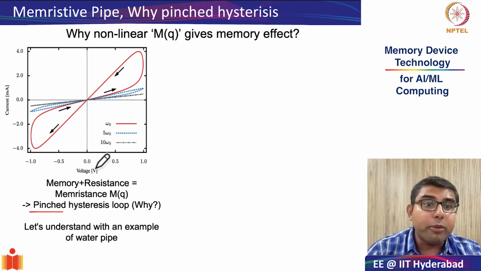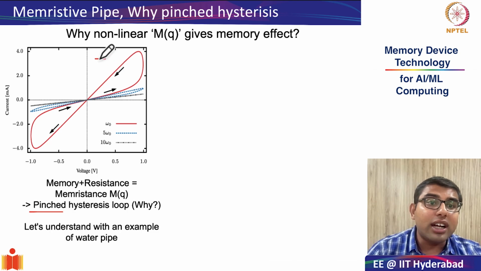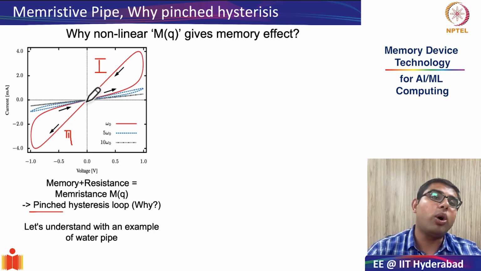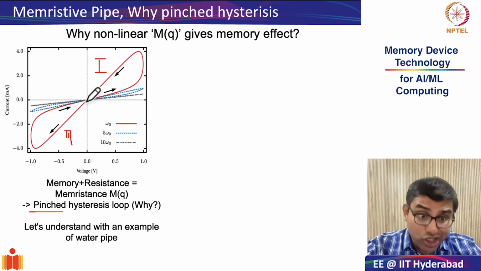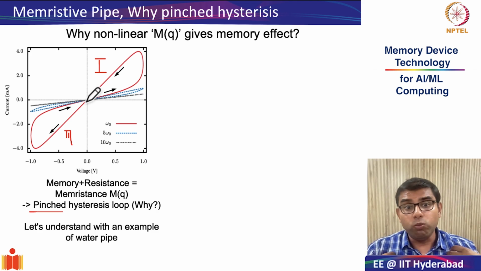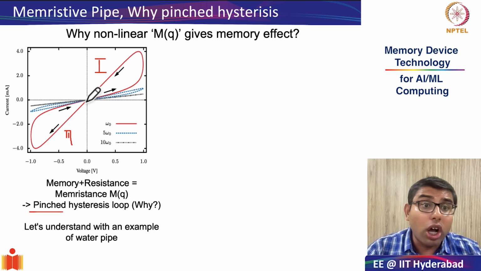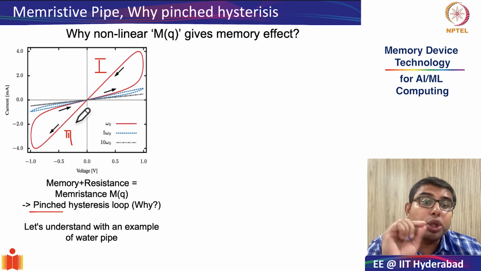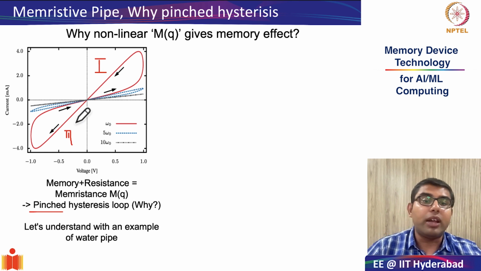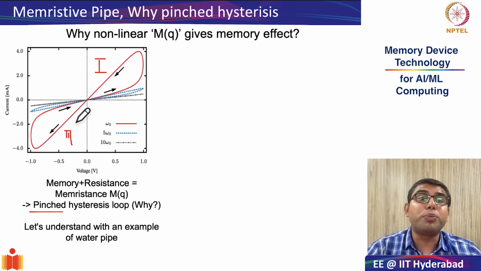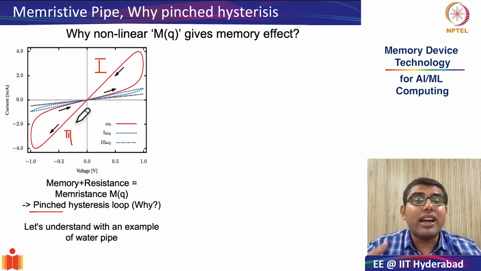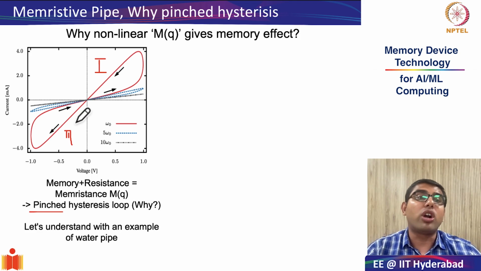Remember, passive elements can have IV curves only in the first and the third quadrant. And at V equal to 0, I should be equal to 0. Otherwise, it will be a power consuming or a power generating device. Because you have pinched hysteresis, you're sure that this is a passive element. Now let's understand why you are getting this pinched hysteresis with a simple example of a water pipe.